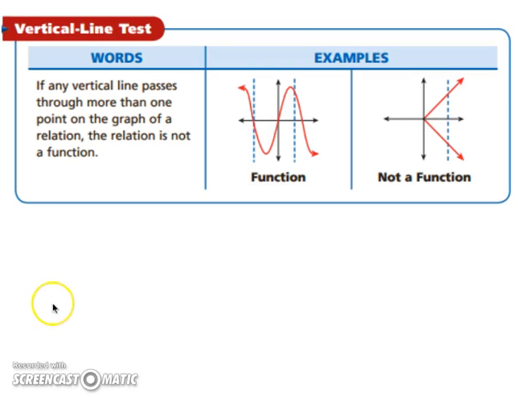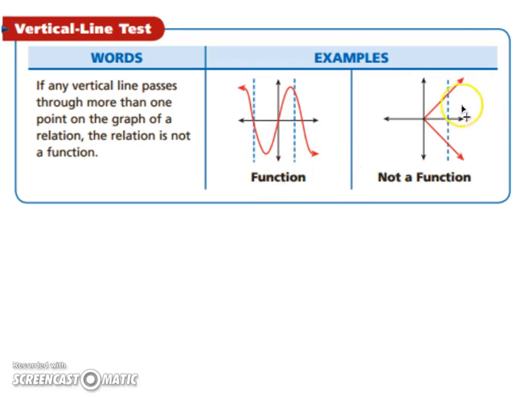We can also have a graph and use the vertical line test. So, if any vertical line passes through more than one point on the graph of a relation, the relation is not a function. So, let's look at this curve here. Notice, when we make a vertical line, no matter where we make a vertical line, it only crosses through one point. So therefore it's a function.